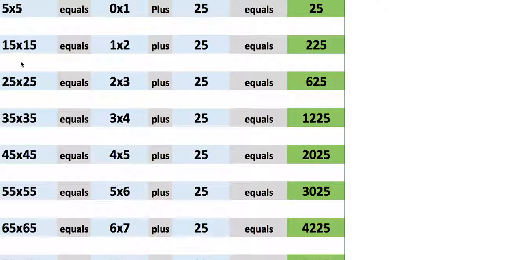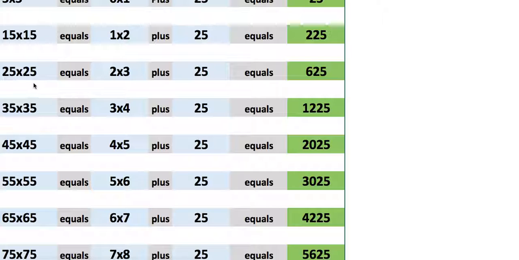And we'll start out with 15 times 15, because I assume that you know that 5 times 5 is 25. Now, when we're dealing with 15 times 15, what you're going to want to do is get rid of the 5 on the first 15, so it's just 1, and you're going to go up one tens place, so it's going to be 2. So 15 times 15, it's going to be 1 times 2, which of course is 2, plus 25. So it's 2 plus the 25, 225.